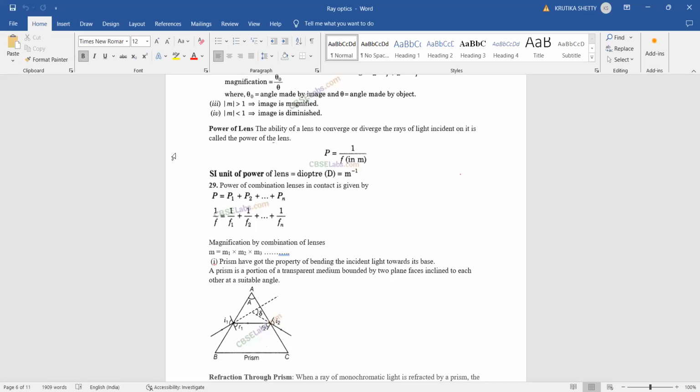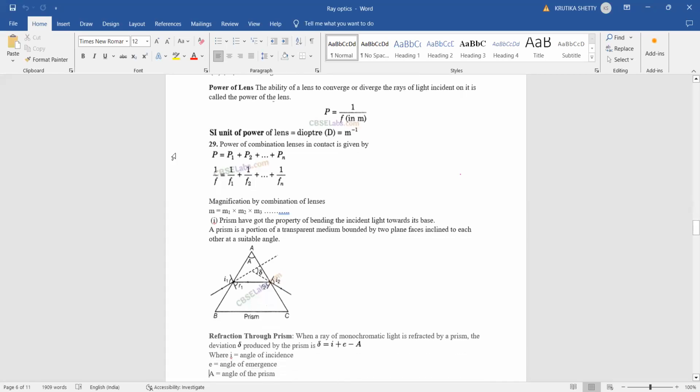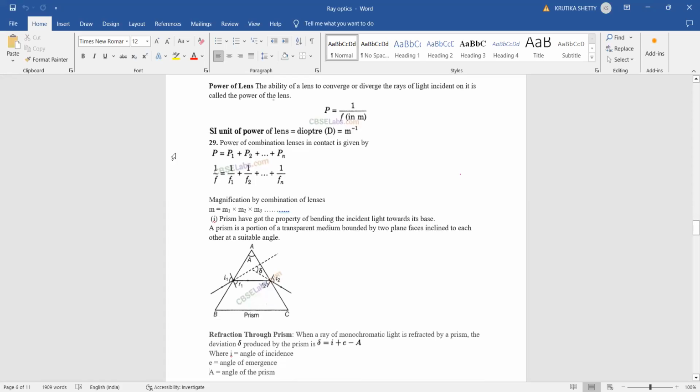So here the power of a combination of lenses is given by P is equal to P1 plus P2 plus P3 and so on up to Pn. Similarly, the focal length F is the reciprocal of power. So this is regarding the power and the focal length of the lens combination.